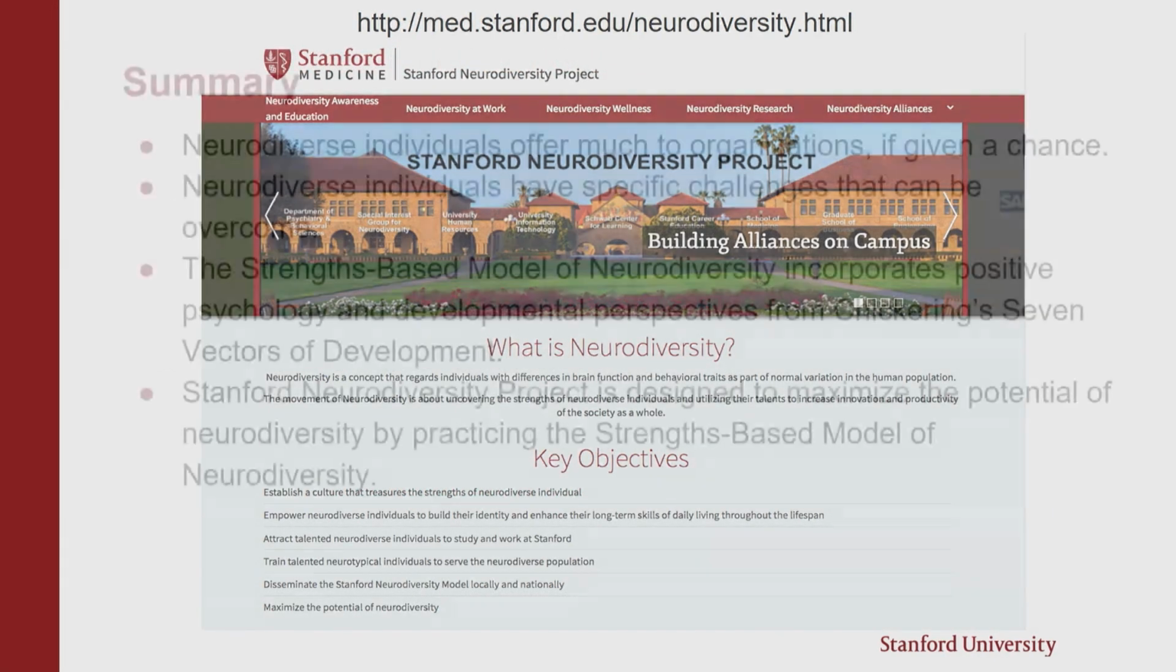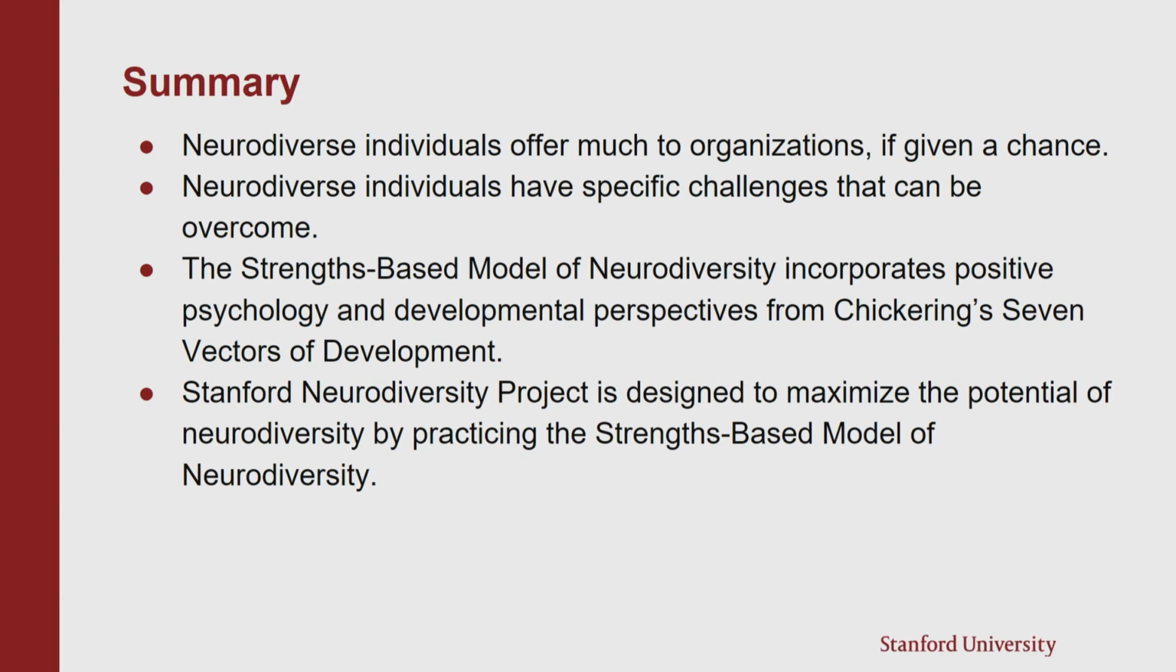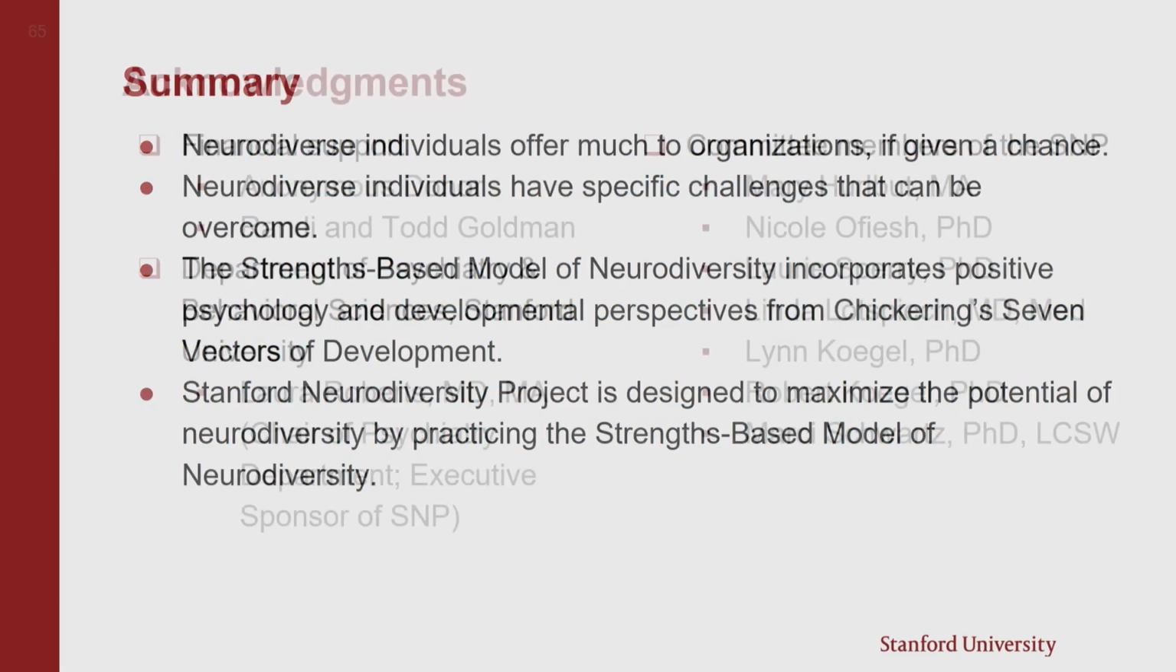This is our website, and this is our summary. We talk about how neurodiverse individuals can offer much to organizations, and how there are specific challenges that can be overcome. And we talk about the Stanford Neurodiversity model and what our project is about.